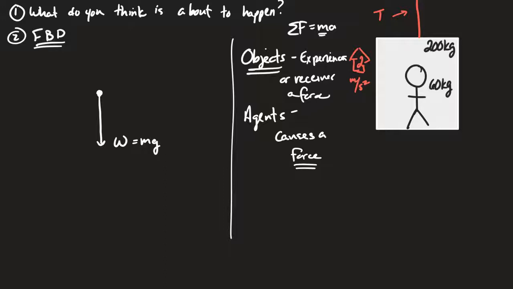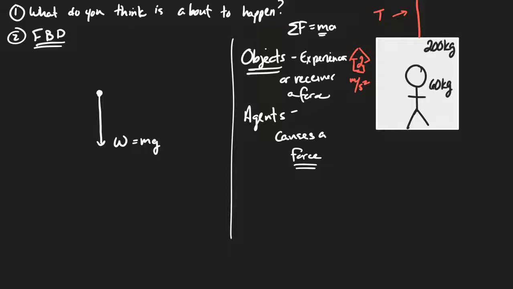The second contact force is tension. You should be looking for any cables, wires, cords, handles, anything that could impart a pulling force to your object. In this case, we have a tension. The tension force is acting upwards on the elevator, but be aware all tension forces act in the direction of the cable. So you need to be cognizant of the direction of your tension force.